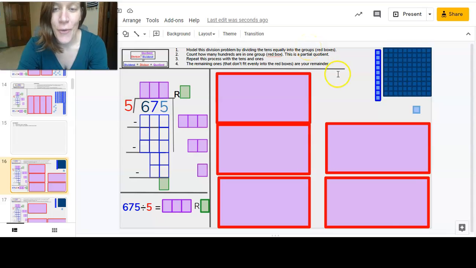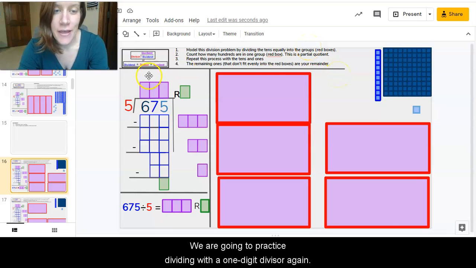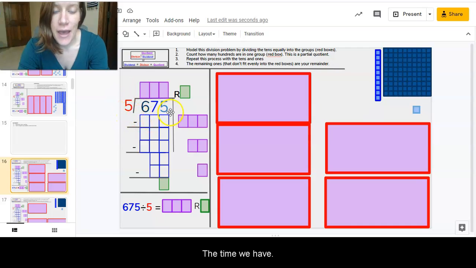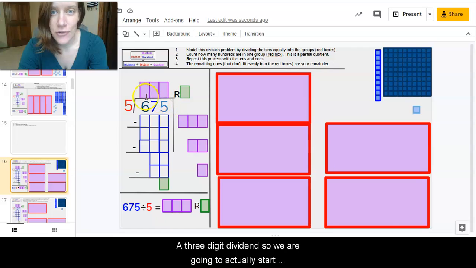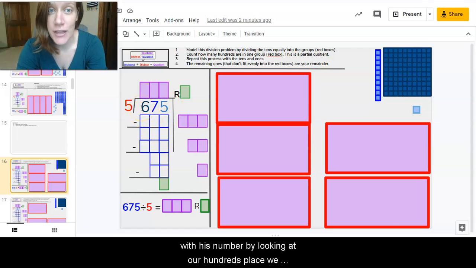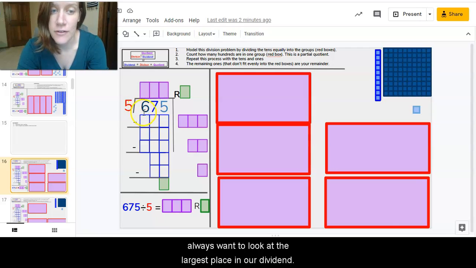Hi, fifth graders. We are going to practice dividing with a one-digit divisor again. This time we have a three-digit dividend. So we are going to actually start with this number by looking at our hundreds place. We always want to look at the largest place in our dividend.